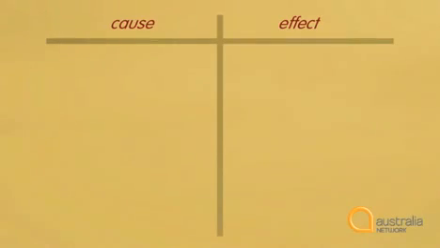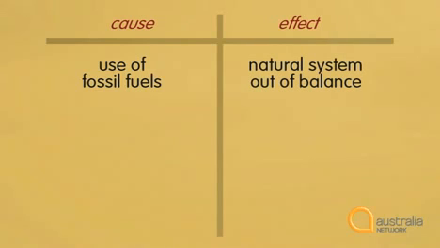So if we look at a table of cause and effect, we can say that the use of fossil fuels is a cause, and the natural system out of balance is an effect.